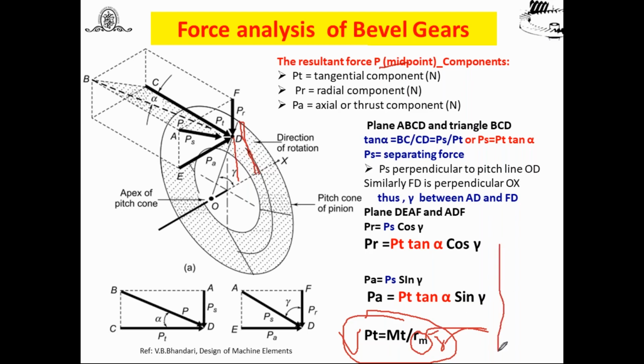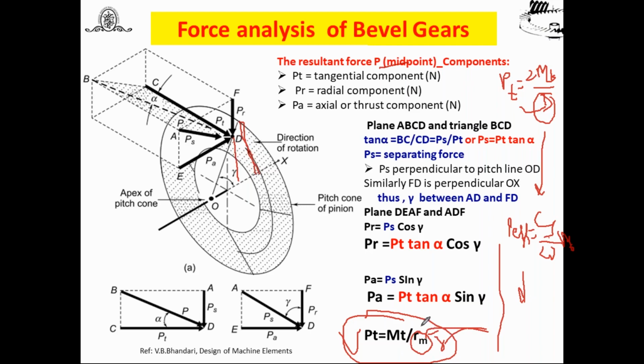Don't consider this now. Suppose somebody asks you to find out the effective load P effective by using the velocity factor. What is P effective? CS upon CV into PT. That means you have to find out PT. But how to find out the PT? Again, PT you can find out as MT upon D. But this D should be at the large end while calculating the beam strength and the wear strength. And yesterday we discussed, always we have to consider the large end while calculating the beam strength and the wear strength. Try to understand.